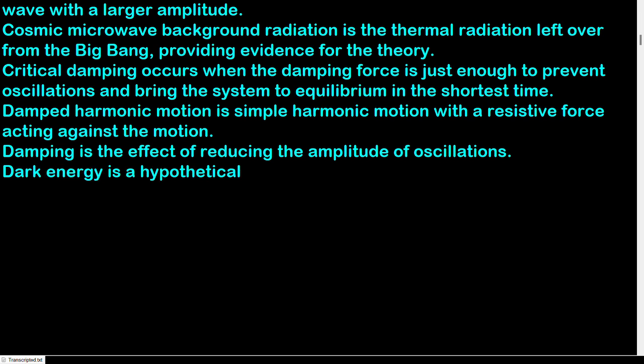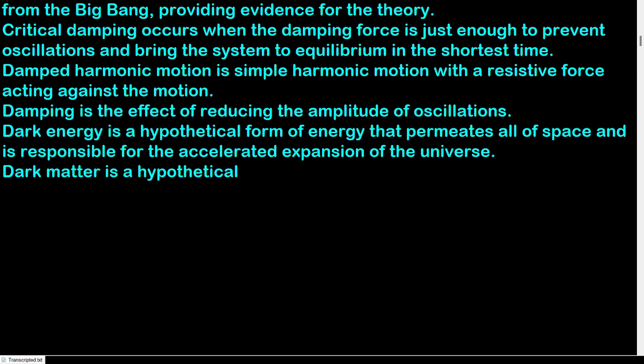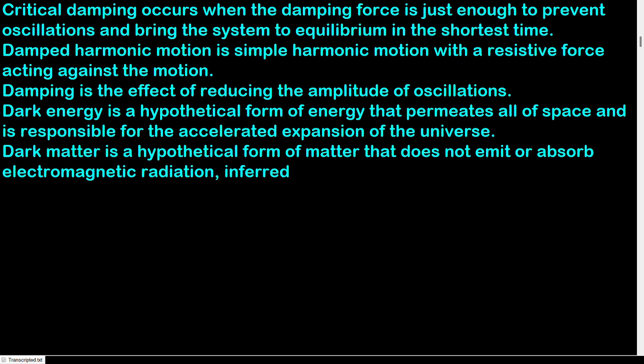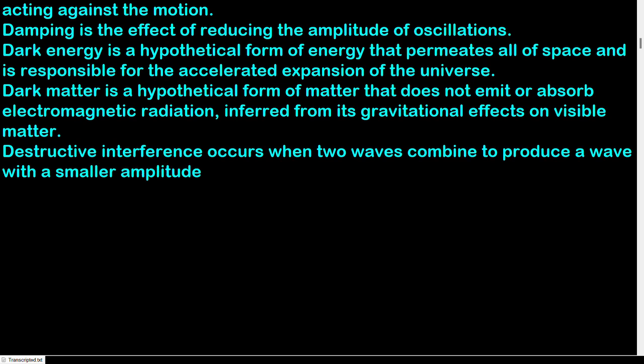Dark energy is a hypothetical form of energy that permeates all of space and is responsible for the accelerated expansion of the universe. Dark matter is a hypothetical form of matter that does not emit or absorb electromagnetic radiation, inferred from its gravitational effects on visible matter. Destructive interference occurs when two waves combine to produce a wave with a smaller amplitude.